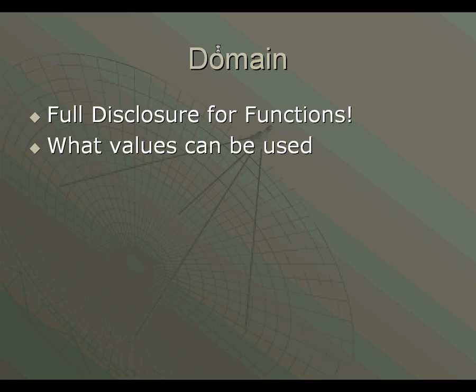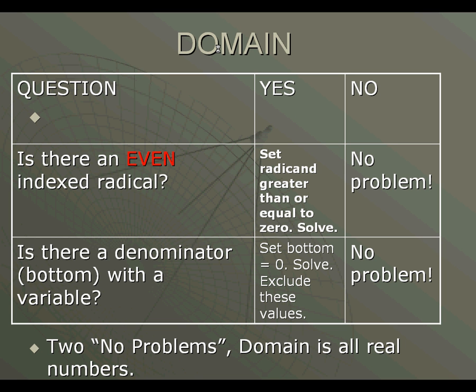If there are certain values for a function that we just should not use, cannot be used in that function, we need to disclose that. So with domain, what we're talking about would be values for a function that can be used and values that cannot be used. Now let me show you an easy way to do domain.